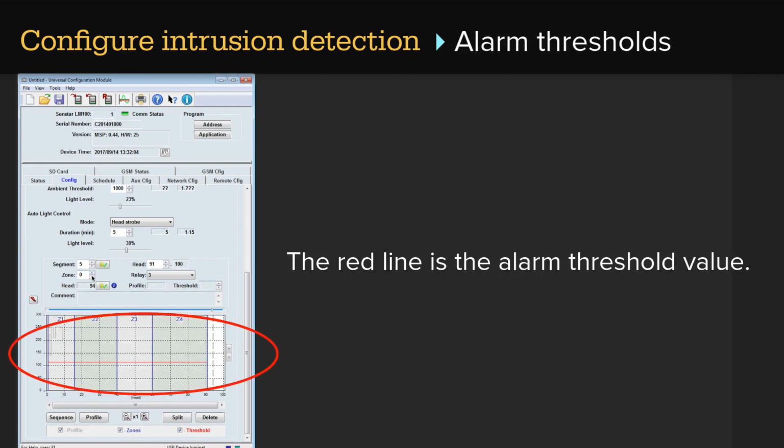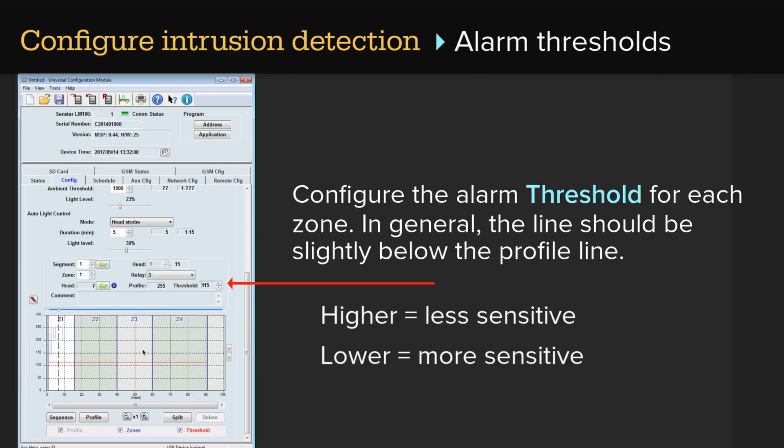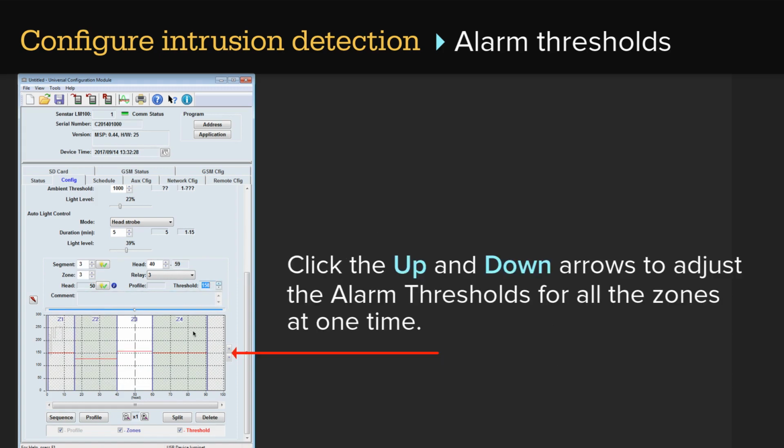The red line is the alarm threshold value. Configure the alarm threshold for each zone. In general, the line should be slightly below the profile line. Higher equals less sensitive, lower equals more sensitive. Click the up and down arrows to adjust the alarm thresholds for all the zones at one time.